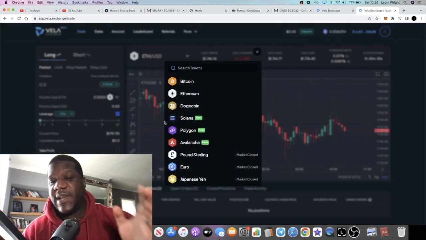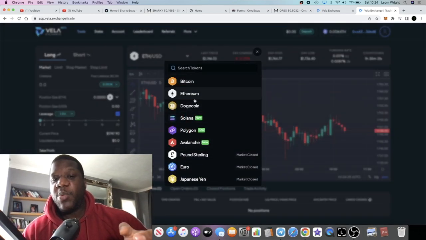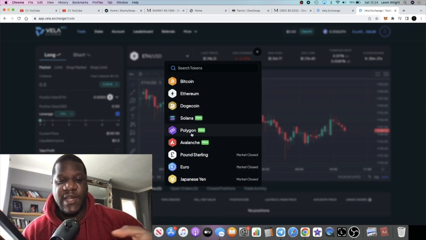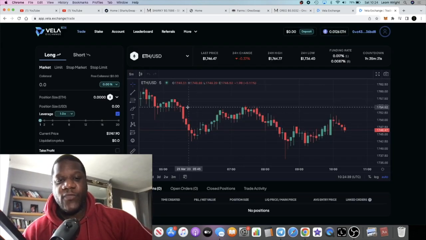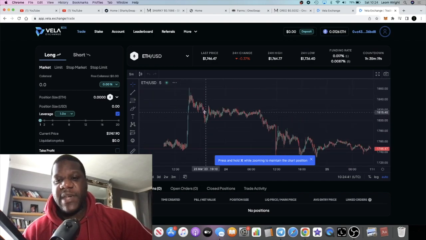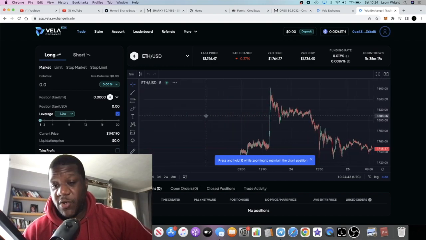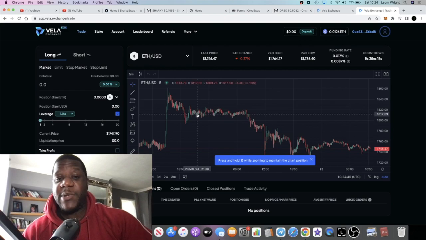It's limited in the tokens that you're able to trade on this exchange. But you can trade Bitcoin, Ethereum, Dogecoin, Solana, and so on, as you can see here. And I'm sure over time they'll add a lot more trading pairs for you to trade on here. All right, guys. But I think messing around on here with even just a small amount of money, there's potential for you to get an airdrop once this goes live.